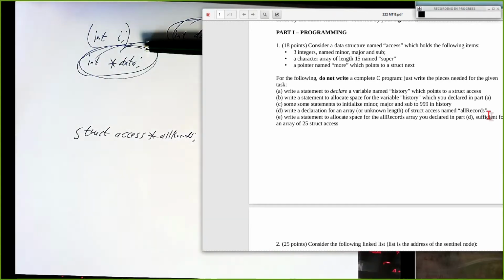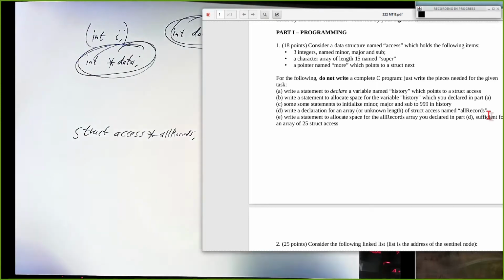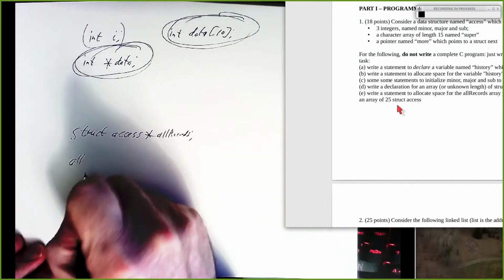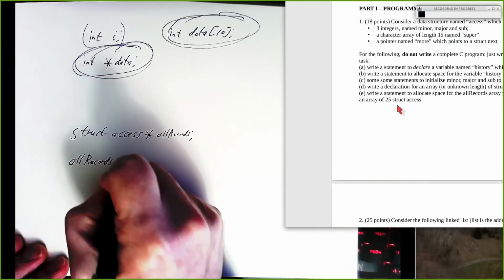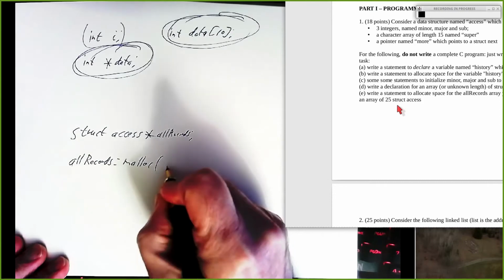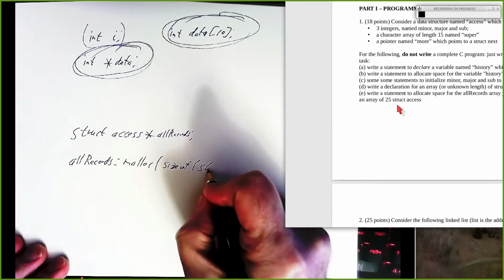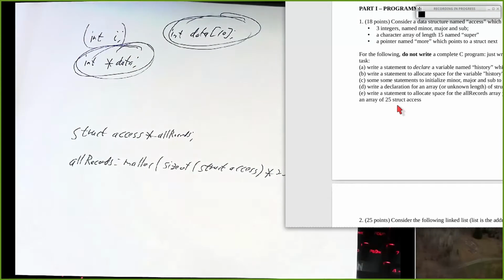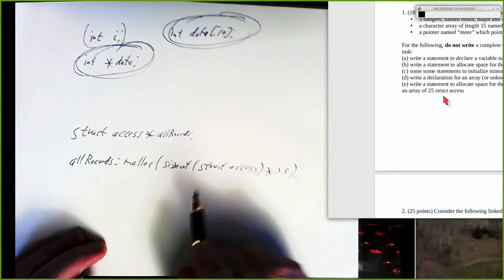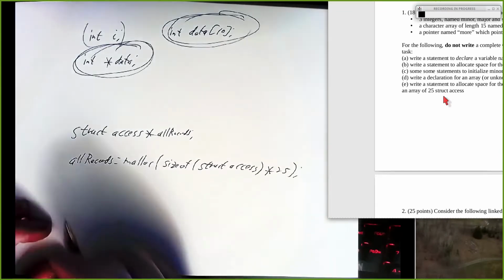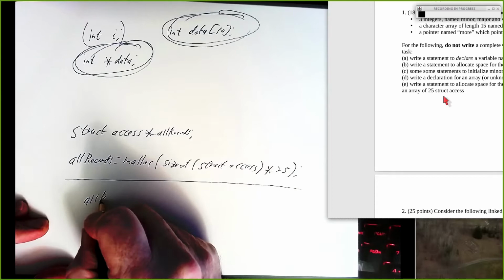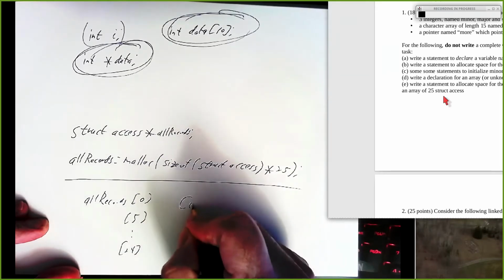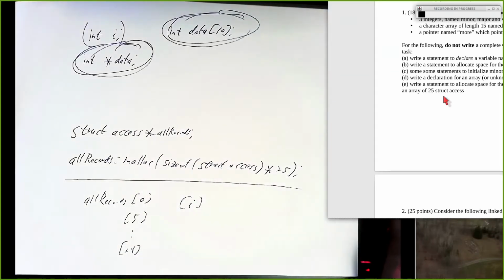And then for completeness, in part E we want to allocate space sufficient for an array of 25 struct accesses. So we're going to use malloc. We're going to need the size of one struct access, and we need 25 times that size. And so that would allocate the space and then set all records equal to that. And after we do that, we could, in our code, say something like all records bracket 0 or bracket 5 or, you know, bracket 24, or more generally bracket some expression, and it'll do the right thing.